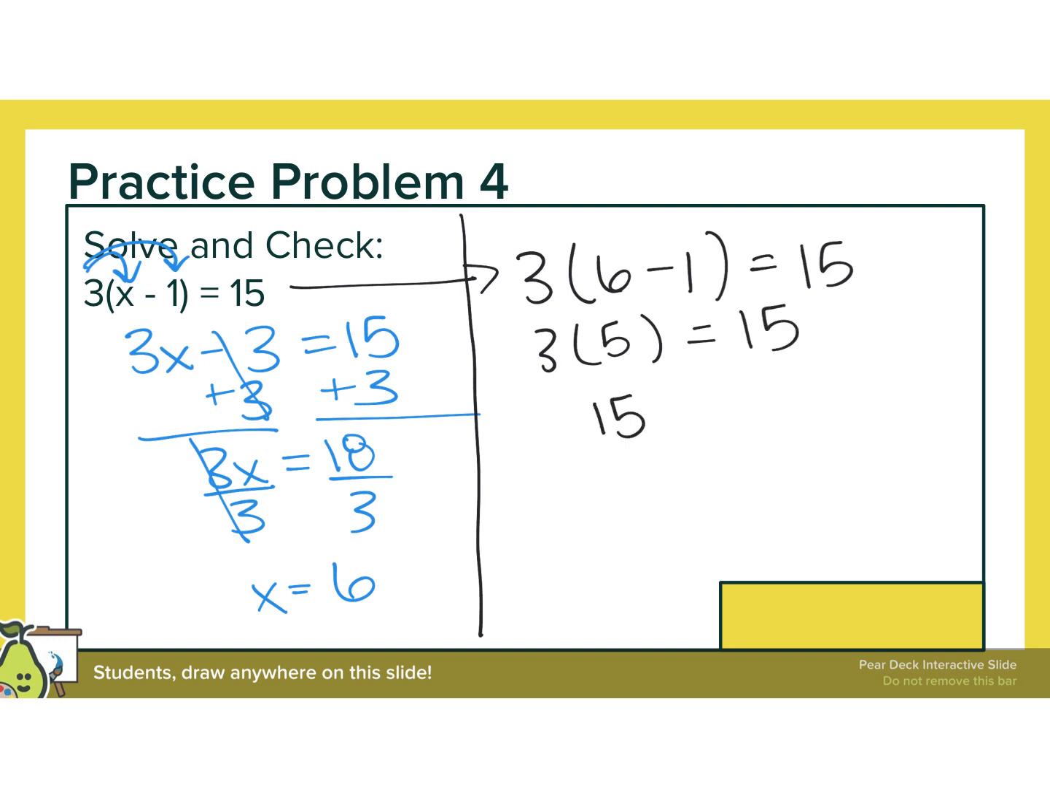3 times 5 is 15. Same number on both sides. I can write my answer in the box.